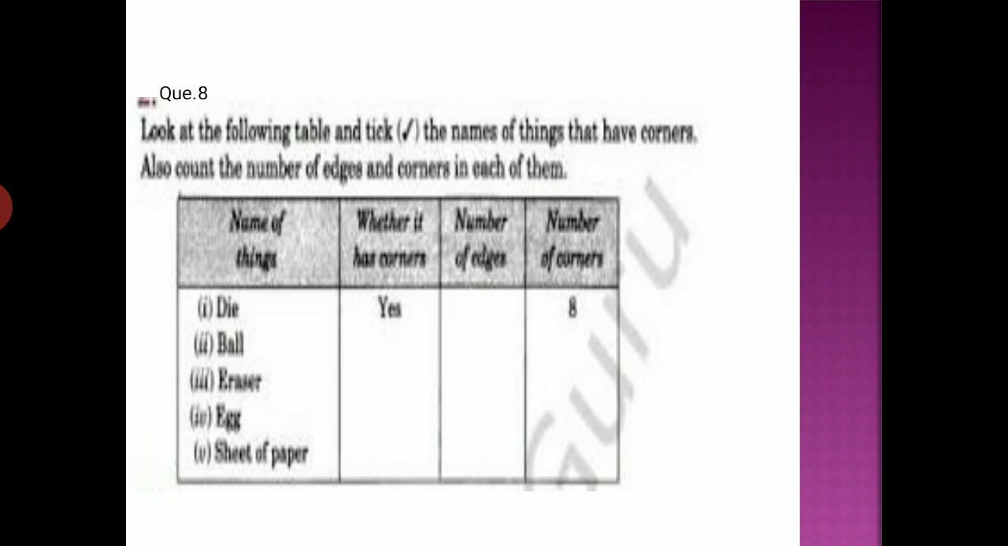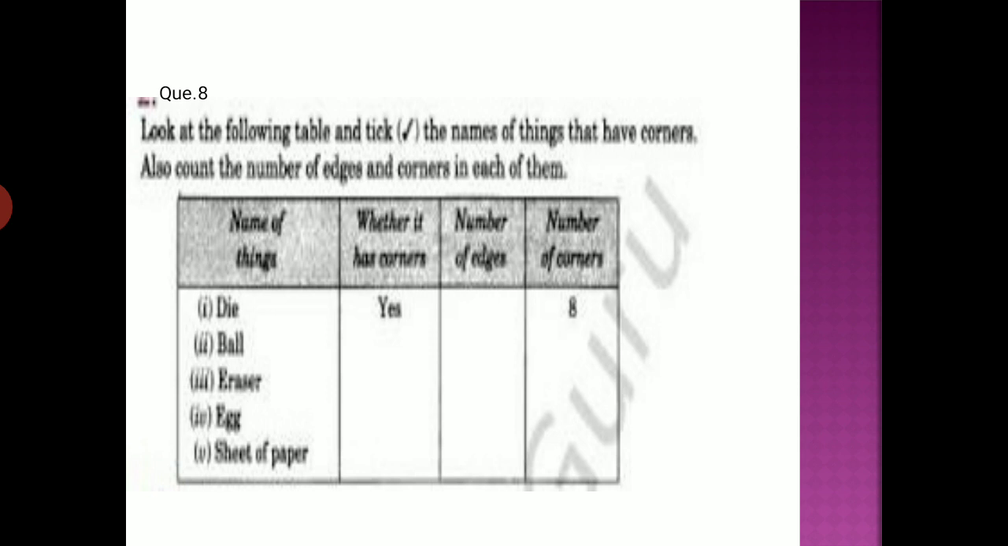Next question. Look at the following table and tick the names of things that have corners. Also count the number of edges and corners in each of them. First one is die. Die, you play Ludo, snake and ladder, etc. Now with the dice, that is the die. So what is the shape of that die? Cube.